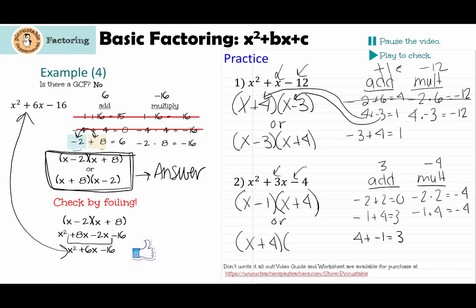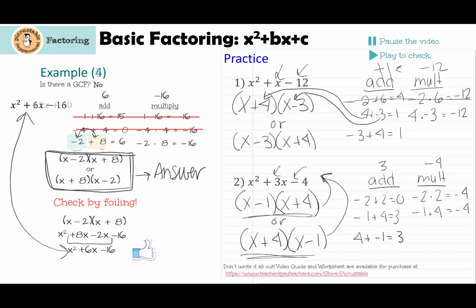They're both solutions. Because remember, it doesn't matter what comes first, because they both will FOIL back into this. So once again, either one, but not both. Okay? So if you're doing this for your homework, just write this one or this one. You don't need to write both of them. Okay? All right. Let's look at our next example.